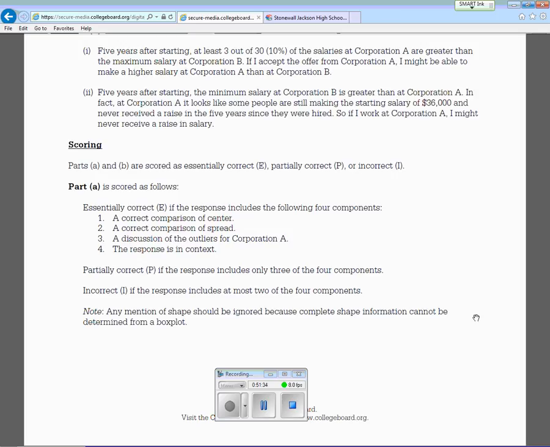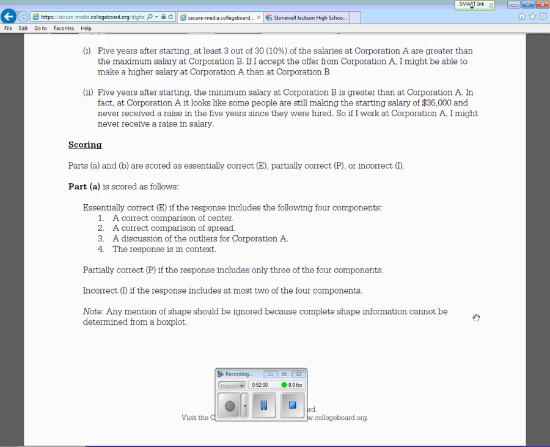If you missed one, you forgot context, or you forgot something, if you got 3 out of the 4, you give yourself a P. Okay? If you only did 2, it's an I. Isn't that terrible? Like if you got center and spread, but you forgot to mention outliers and you didn't put it in context, it's an I. You got no credit at all.